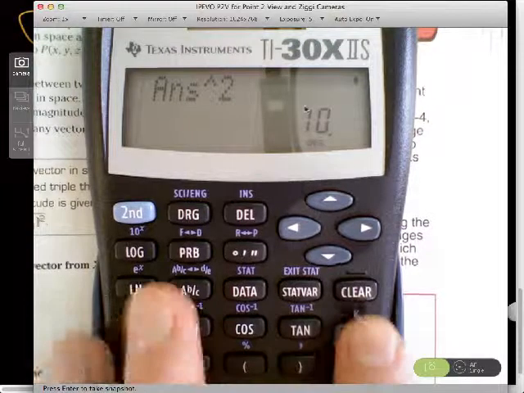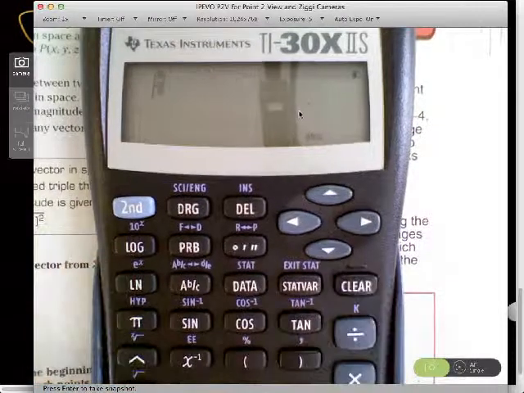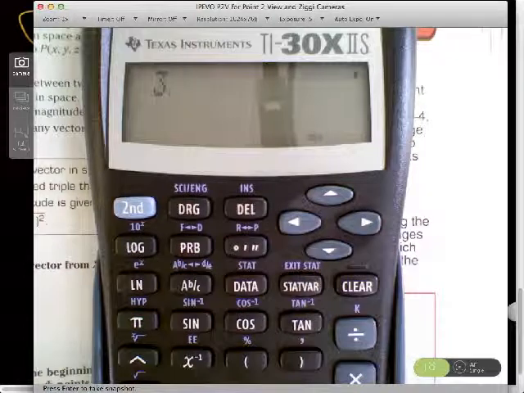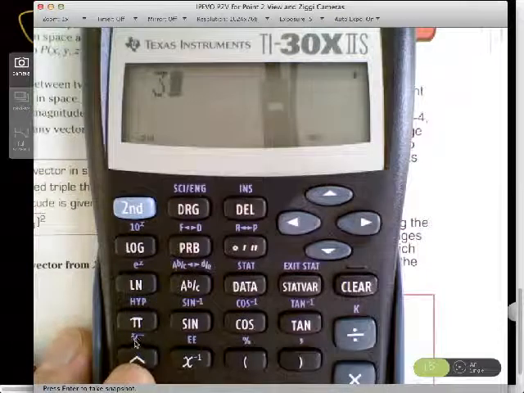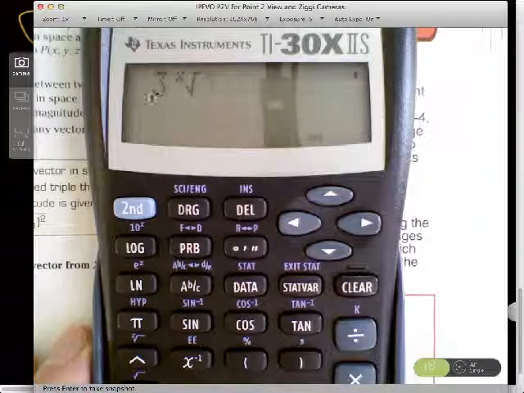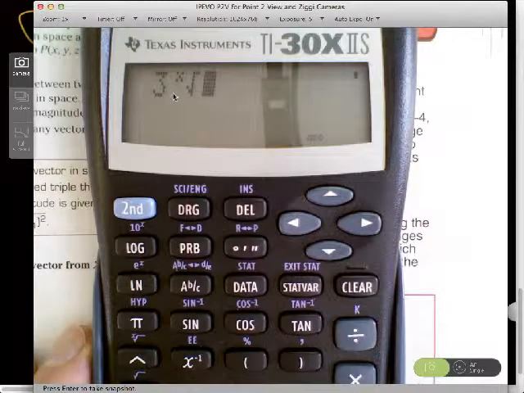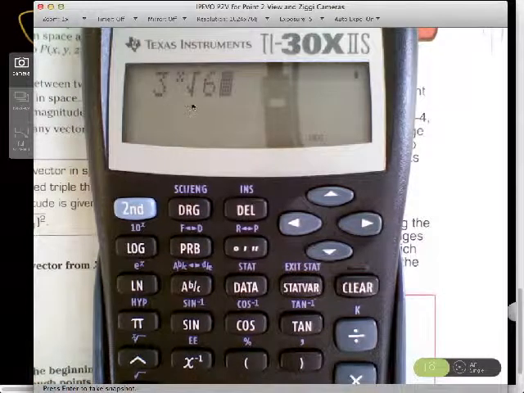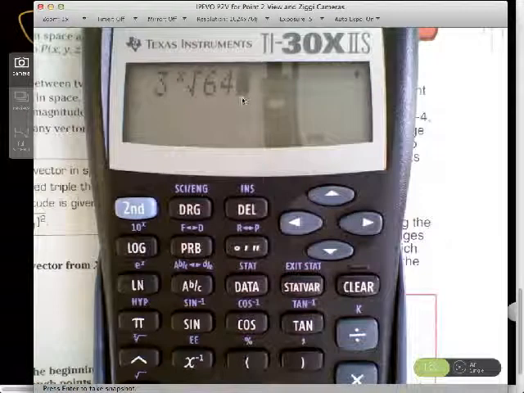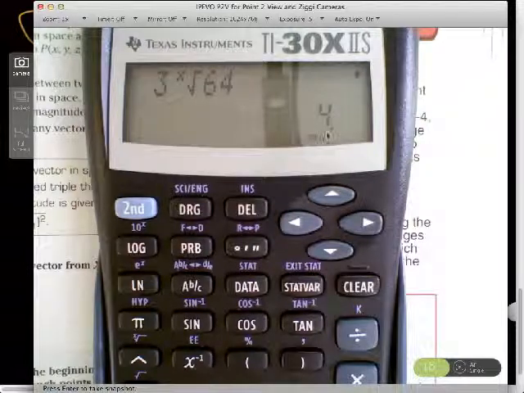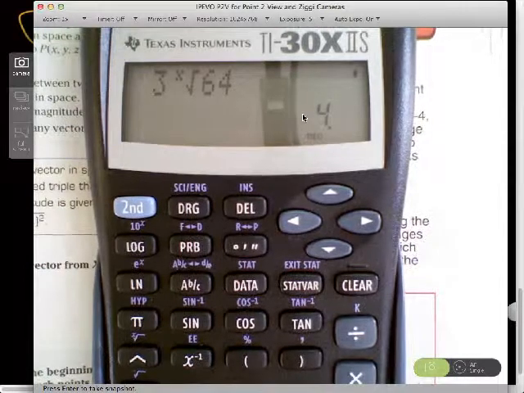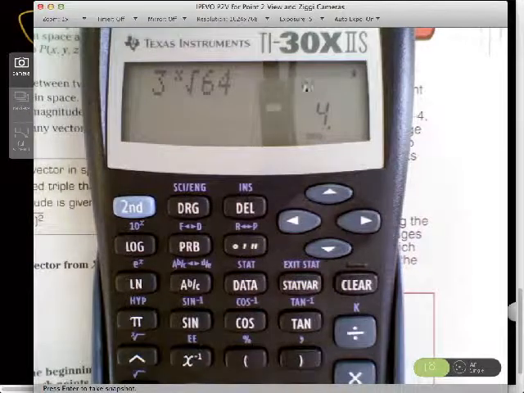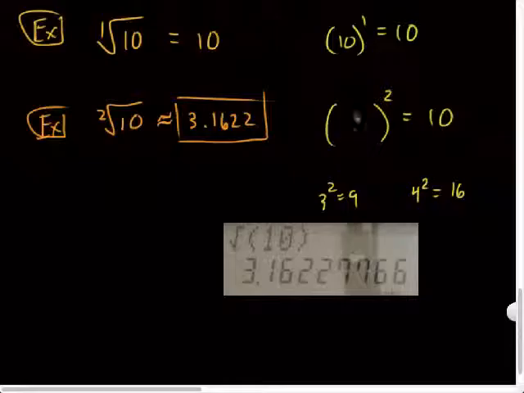If you want to do a cubed root, what you actually have to do first is type in the number for the index. And then you press second and the button right there. So 3 is represented as the index here. So if I wanted to say the cubed root of 64, I would get 4. Why is that true? Because 4 times 4 times 4 is 64. You got it. Good stuff.